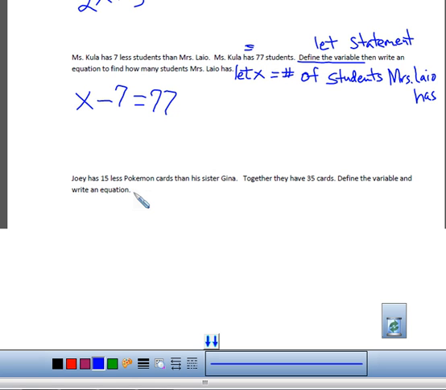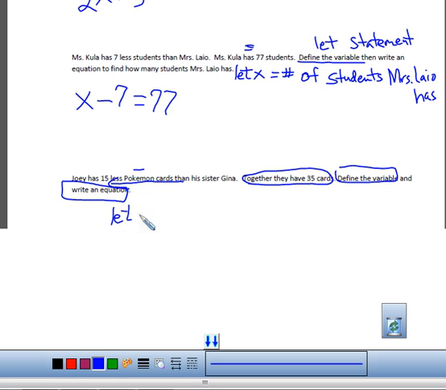All right, so we'll do another example of a let statement. Joey has 15 less Pokemon cards than his sister. All right, so there's a less than. So we're going to reverse the order, it's subtraction. His sister Gina. Together they have 35 cards. So we're going to define the variable. And then after I do that, I'm going to write an equation. So, what do I need to know? I need to know how many cards his sister Gina has. So I'm going to let G this time. So yes, you can pick whatever your variable is.